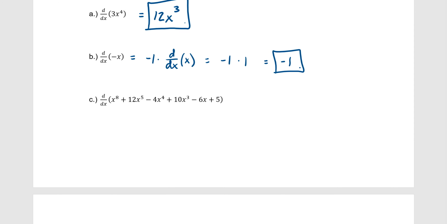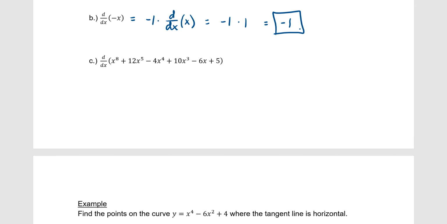Next one, a little bit harder. We want the derivative of x to the 8th plus 12x to the 5th minus 4x to the 4th plus 10x cubed minus 6x plus 5. We're going to do all of these individually because they're separated by addition or subtraction. Okay, so let's go ahead and do them all individually here. The derivative of x to the 8th, we know that that's going to be 8x to the 7th. That is the power rule.